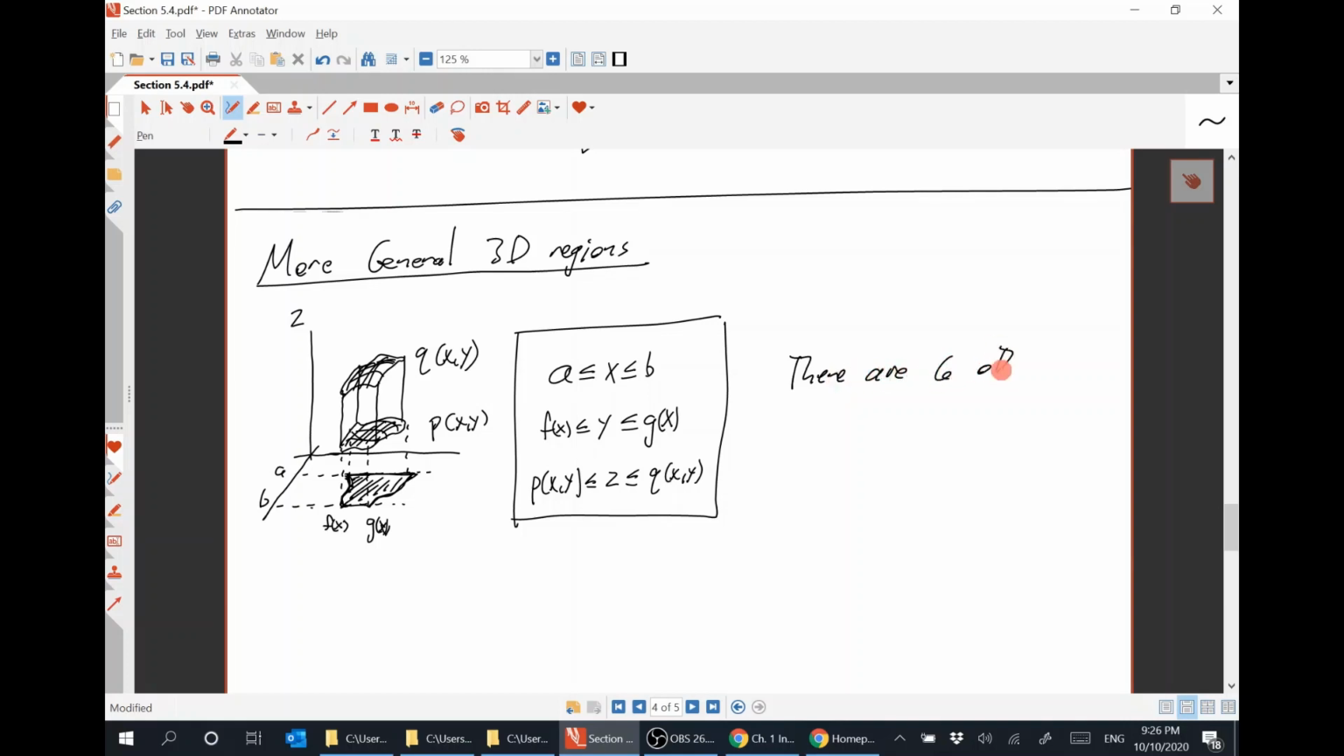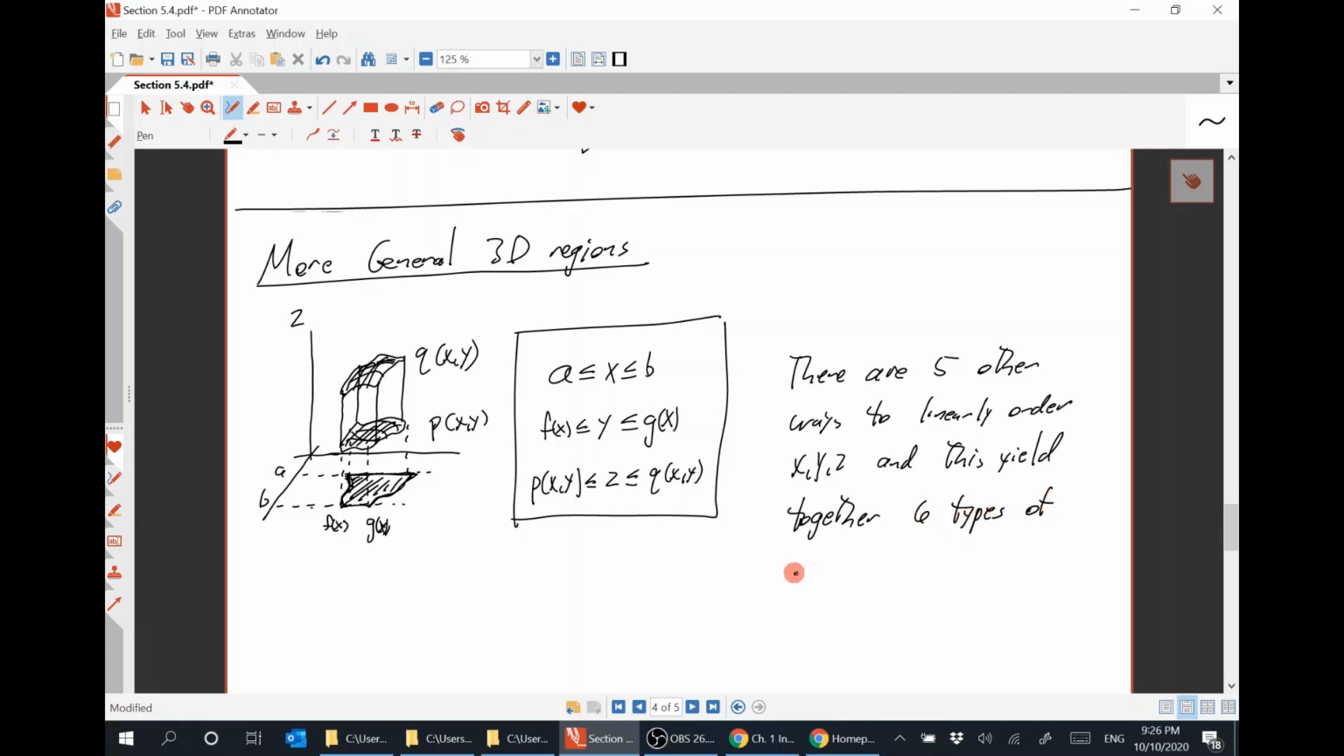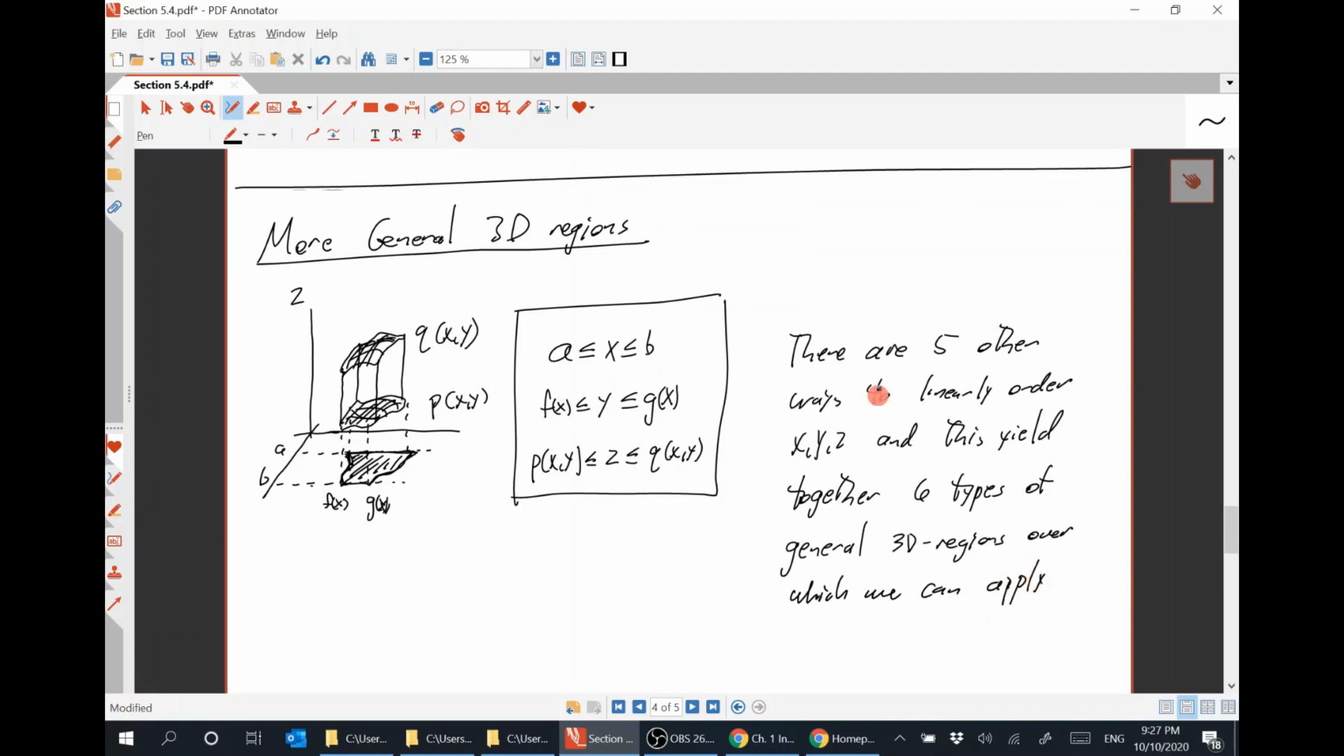There are 5 other ways to linearly order x, y, and z, and these yield together 6 types of general 3D regions over which we can apply iterated integration.